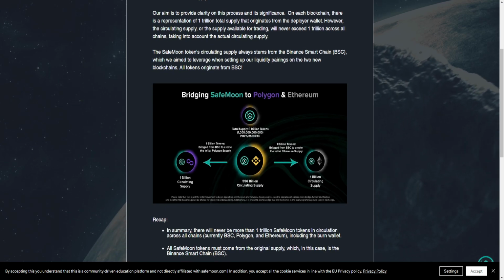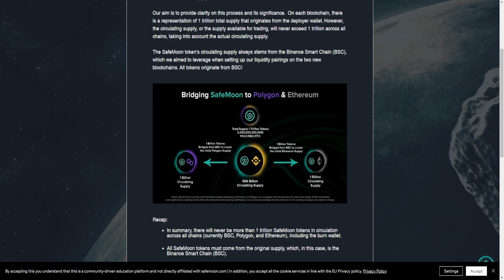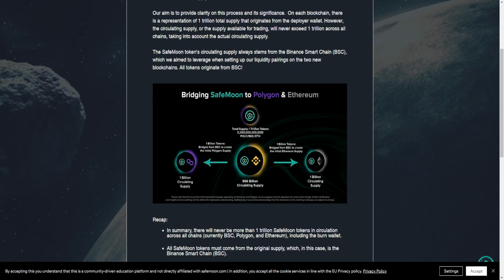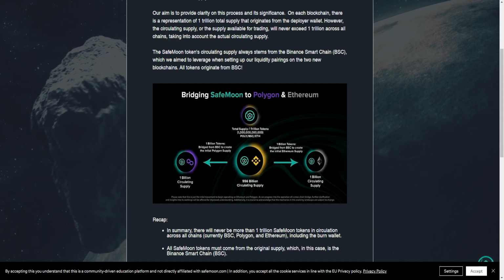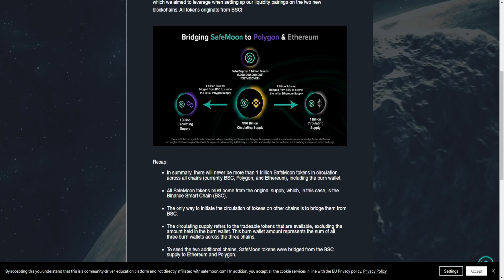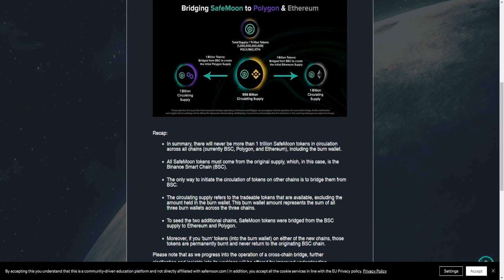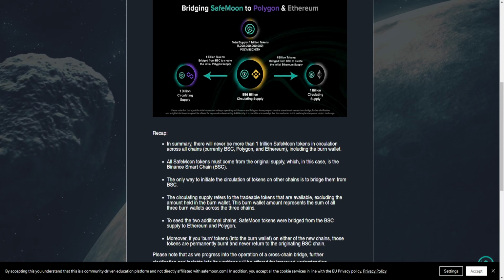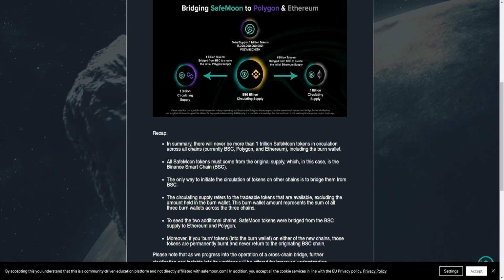The SafeMoon token's circulating supply always stems from the Binance Smart Chain, BSC, which we aim to leverage when setting up our liquidity pairings on the two new blockchains. All tokens originate from the Binance Smart Chain, BSC. And so in recap, in summary, there will never be more than 1 trillion SafeMoon tokens in circulating supply across all chains. Currently, this is the Binance Smart Chain, Polygon, and Ethereum, including the Burn Wallet.